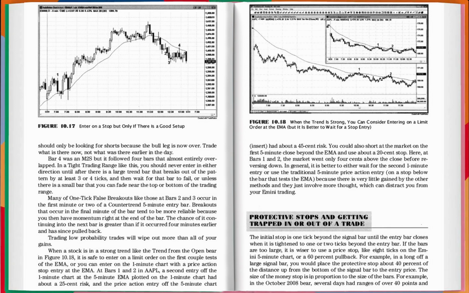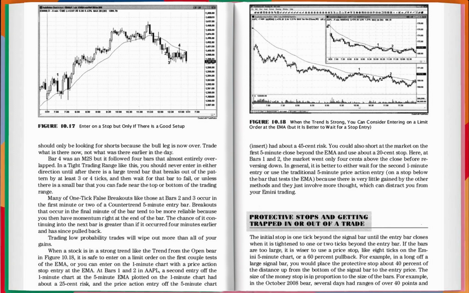In general, it is better to either wait for the second 1-minute entry or use the traditional 5-minute price action entry on a stop below the bar that tests the EMA, because there is very little gained by the other methods and they just involve more thought, which can distract you from your E-mini trading. Protective stops and getting trapped in or out of trade.